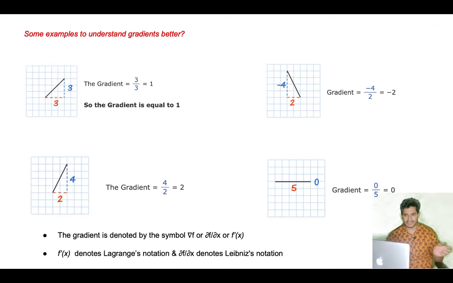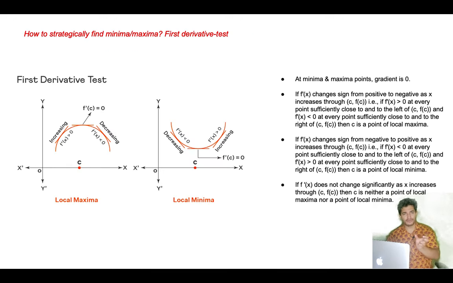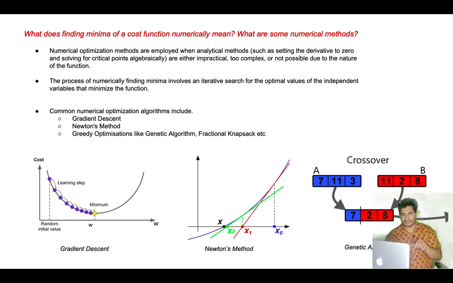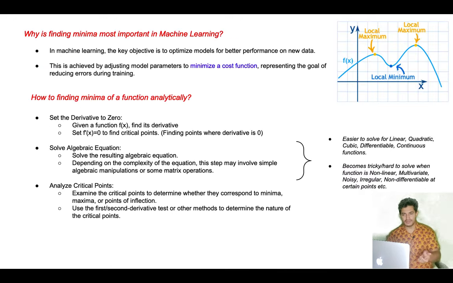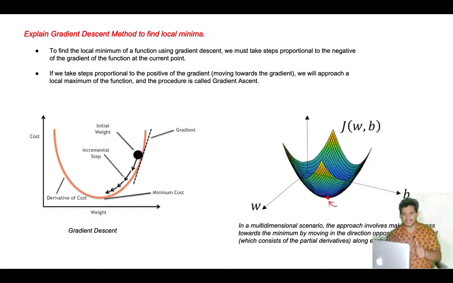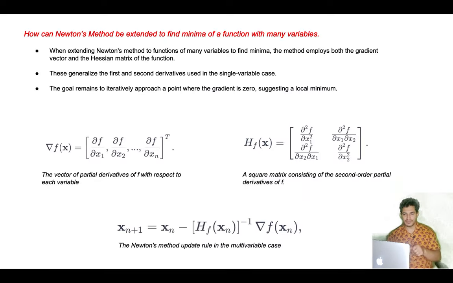Then we looked at gradient, we looked at minima, maxima, saddle points, and how to find minima, maxima, the first derivative test, second derivative test. And we also looked at analytical way of solving for minima and why finding minima is important in machine learning. We looked at numerical methods like gradient descent. We looked at Newton method and Newton method for multiple variables.